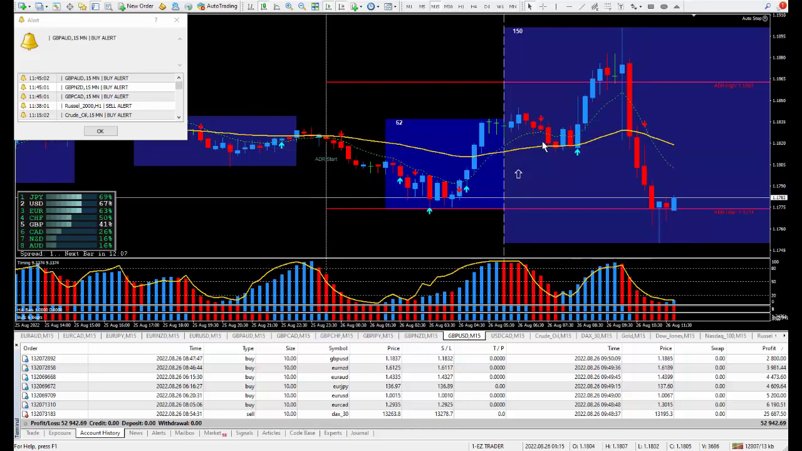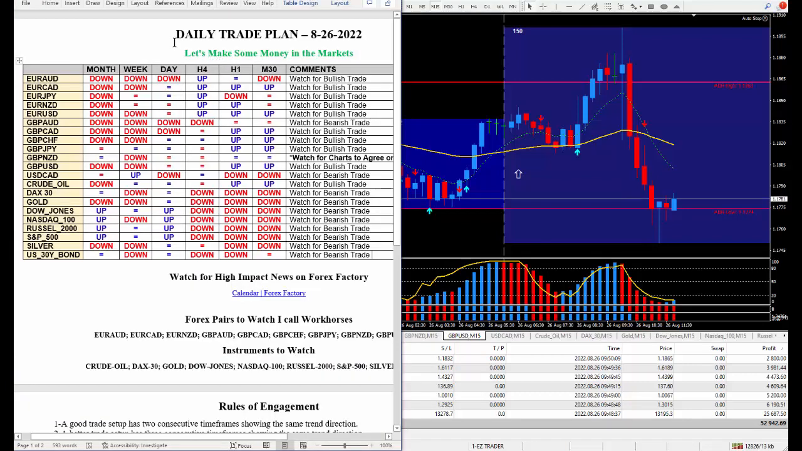But what I like to do is at least be going in the direction of my daily trade plan. Now every morning at 6 o'clock for about the next 2 months, I'm going to be putting together my daily trade plan, and we can look at that one for today. Right here, here's my daily trade plan for today. Now it did say to buy right here, bullish trade.